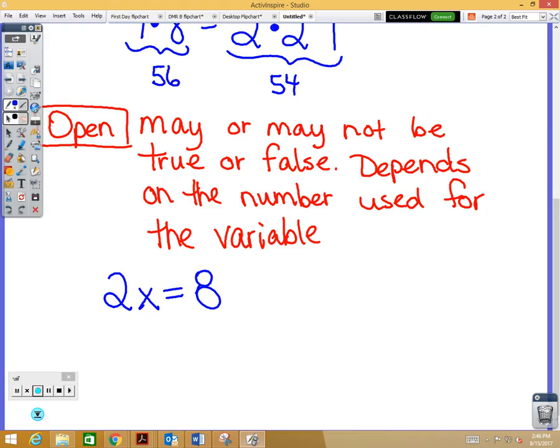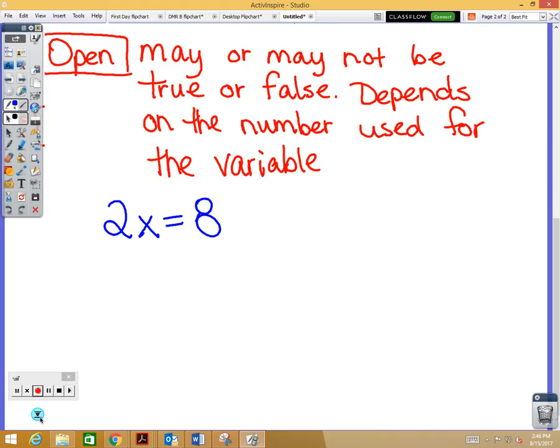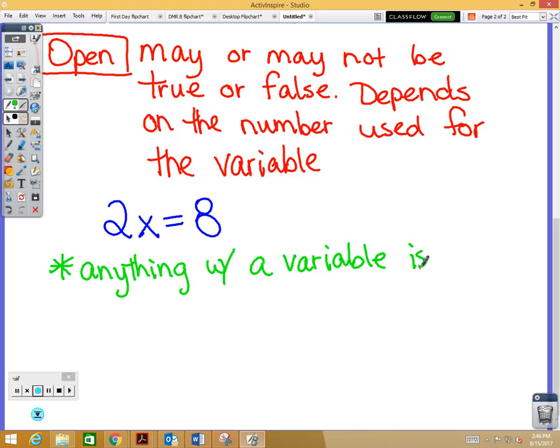The answer to this, if I said what type of equation is this, open, false, or true, this would be open because it has a variable. Anything that has a variable is open. Let's add that in there. Anything with a variable is open.